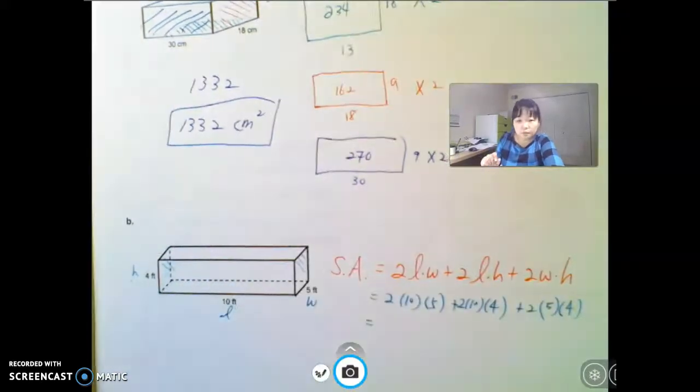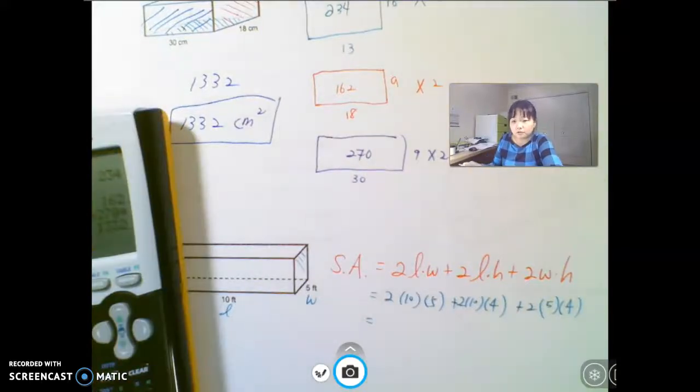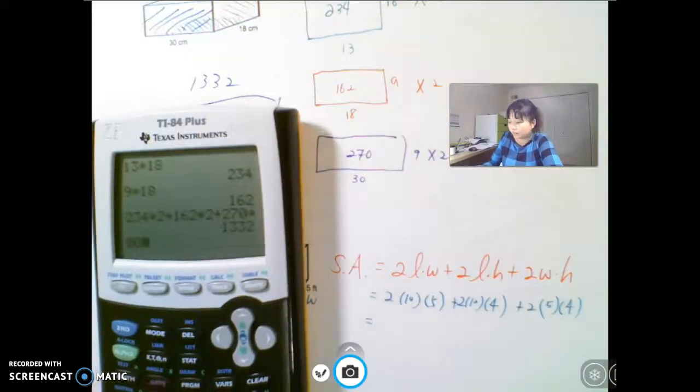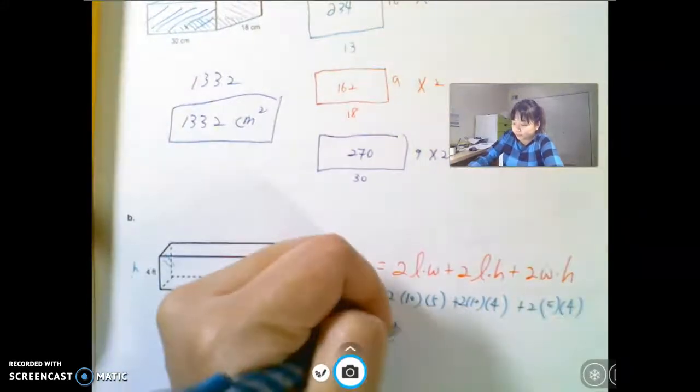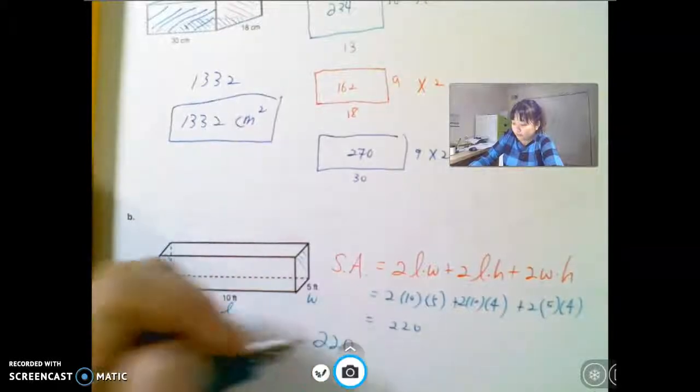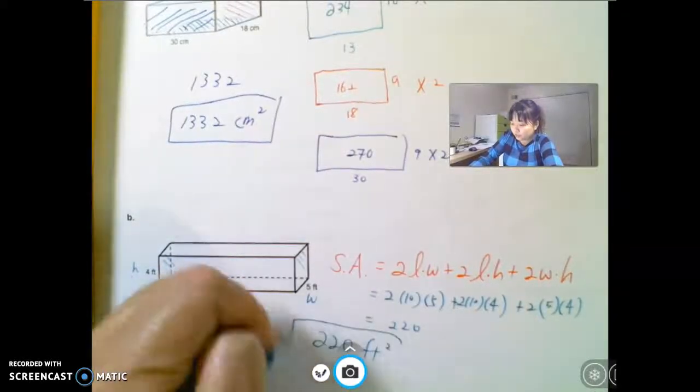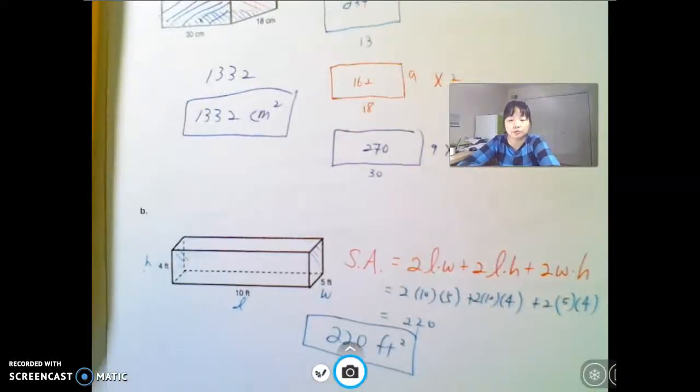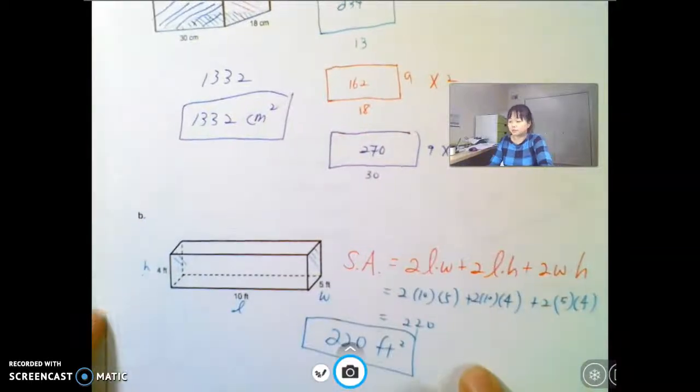So if you just have a formula and then plug in all the values, if you prefer that way, we can do it that way. 2 times 10 and 5, plus 2 times 10 and 4, plus 2 times 5 and 4, is 220. Before you box in your answers, please check the unit. So it's 220 feet squared. So that's rectangular prism.